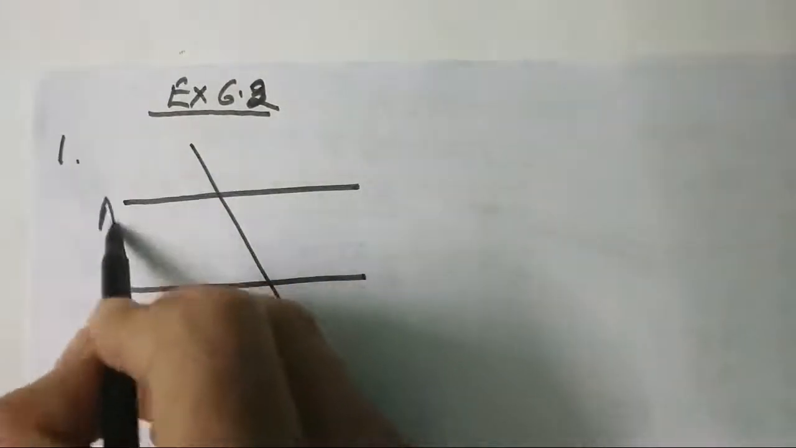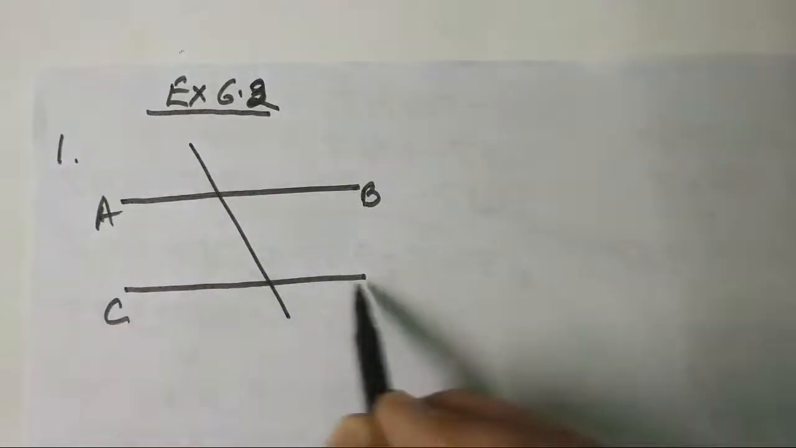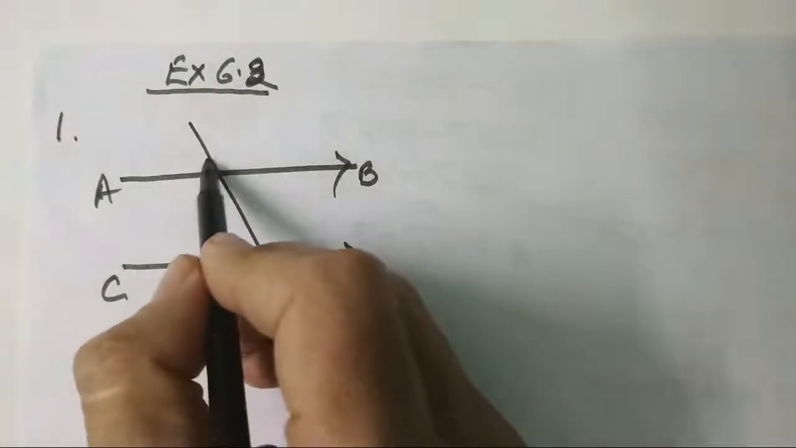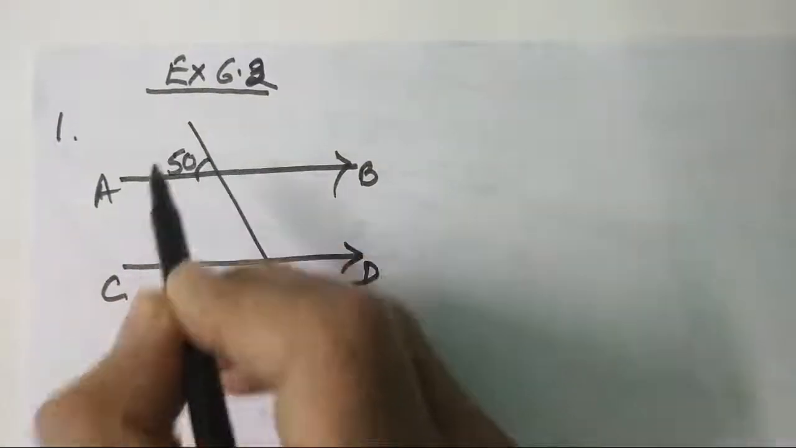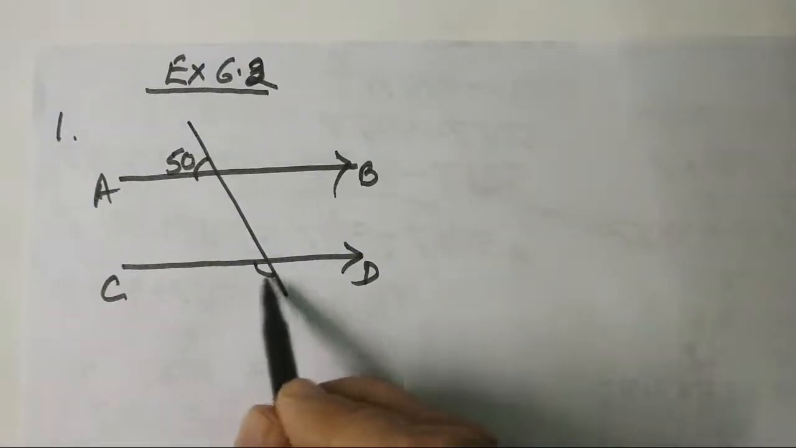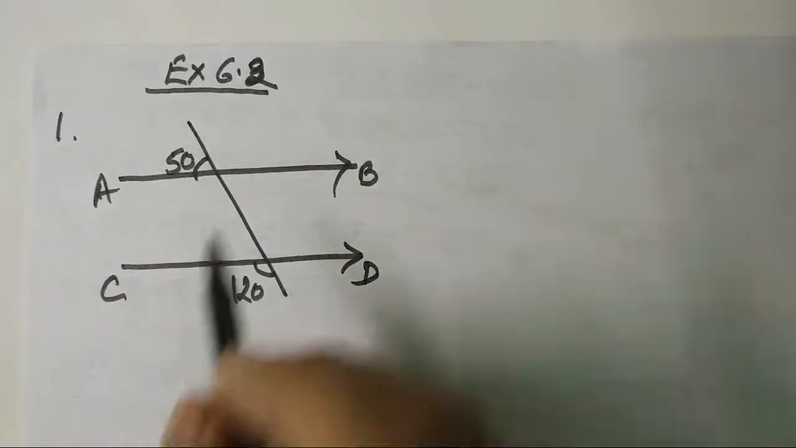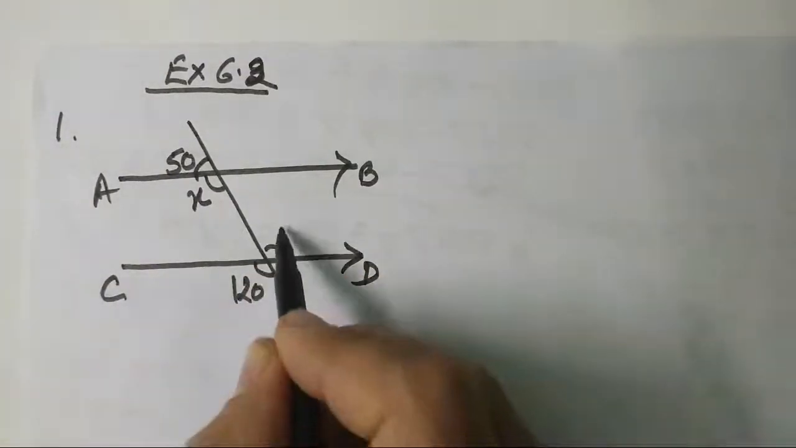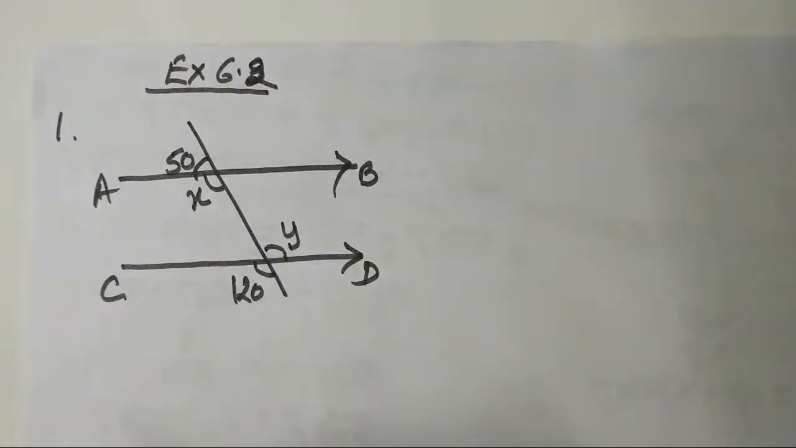Question number 1. The question is on calculation of the angles, and there are parallel lines given here. AB and CD are two parallel lines in which this angle is written 50 and this angle is given 120, and it is written find the value of x and find the value of y. In the figure, find x and y and then show that AB is parallel to CD.